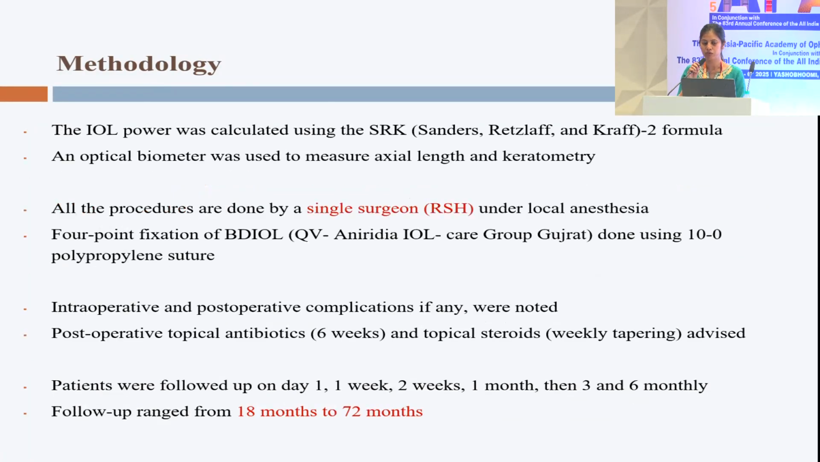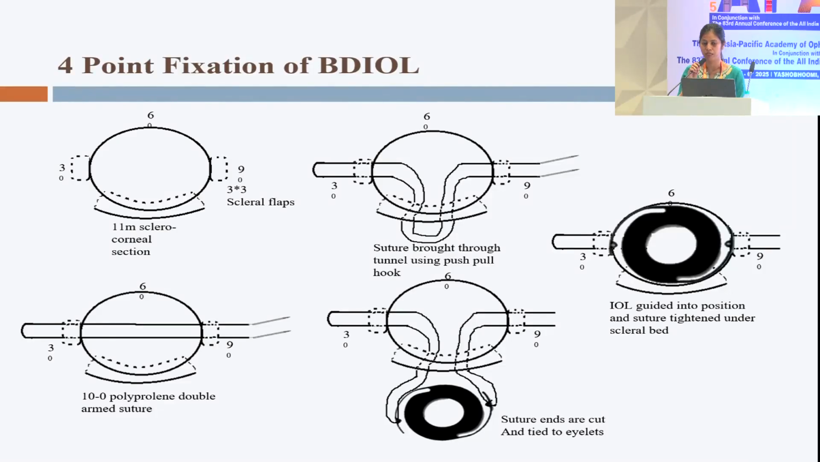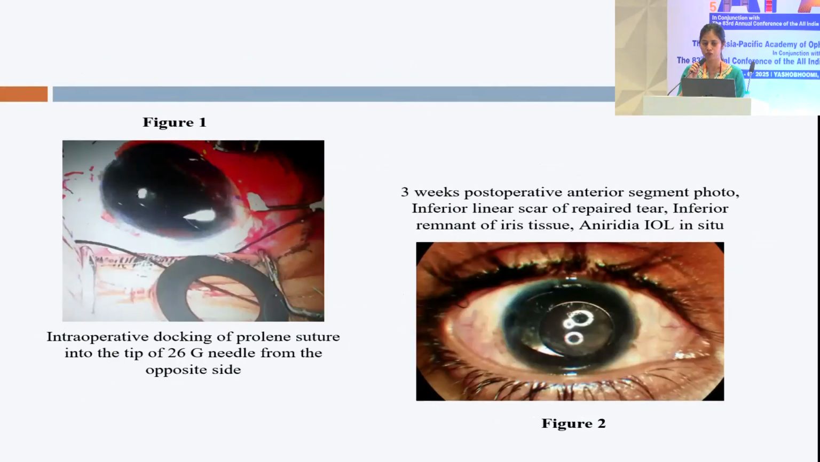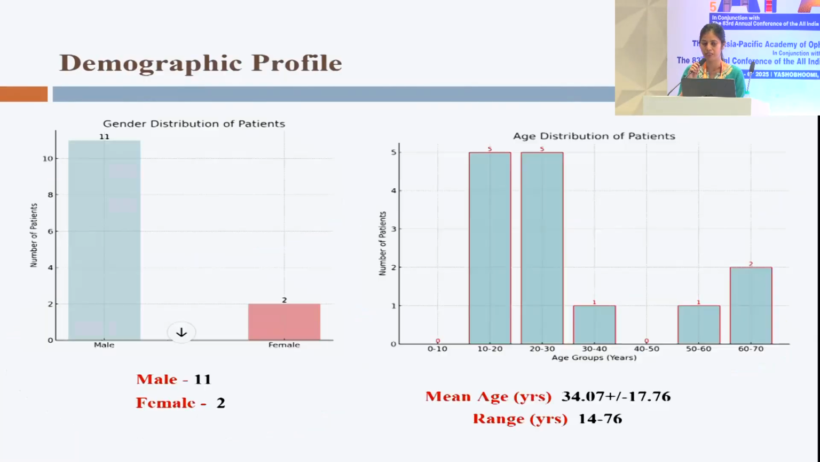Detailed examination was done. IOL power was calculated using the SRK II formula, and patient follow-up ranged from 18 months to 72 months. I have used the QV Aniridia IOL from Care Group. The optical diameter is 5.5 and the overall diameter is 12.75 mm. Four-point fixation of the BD-IOL was done using Tenno polypropylene sutures, and results were analyzed in terms of functional outcome, positioning of the IOL, cosmesis, and early and late complications.